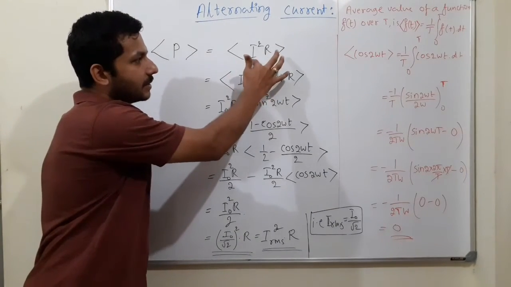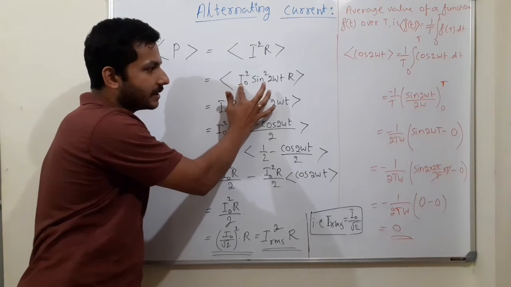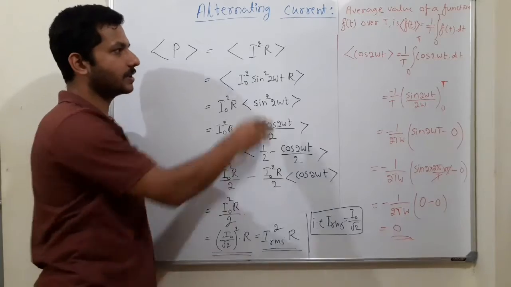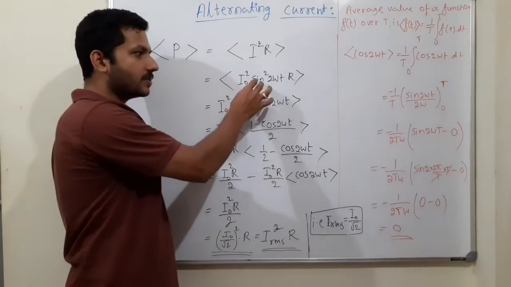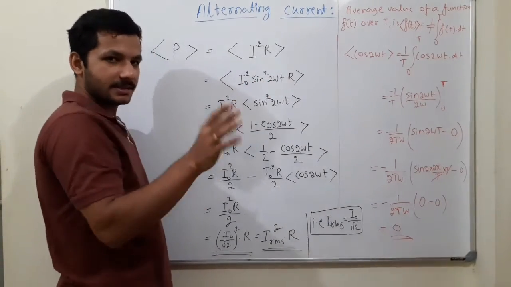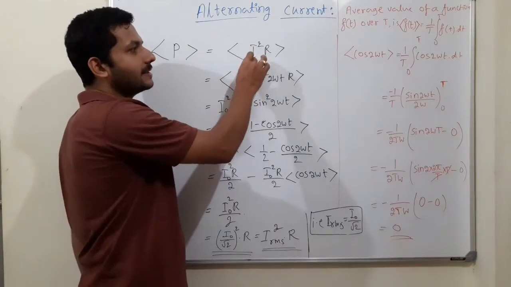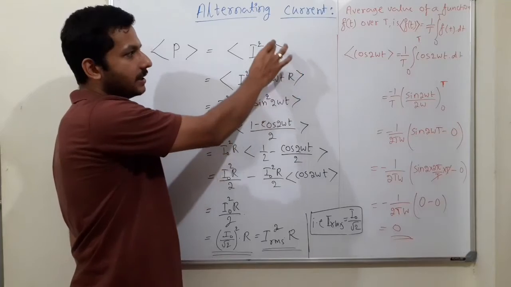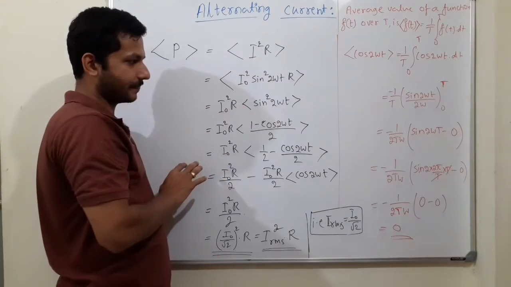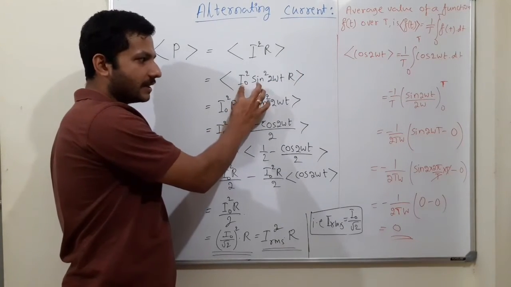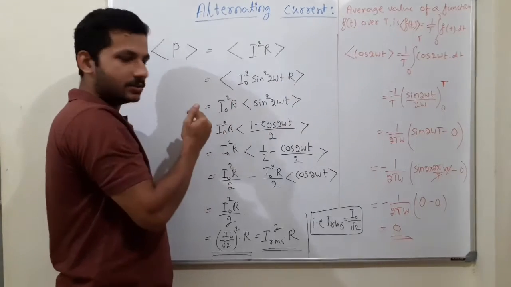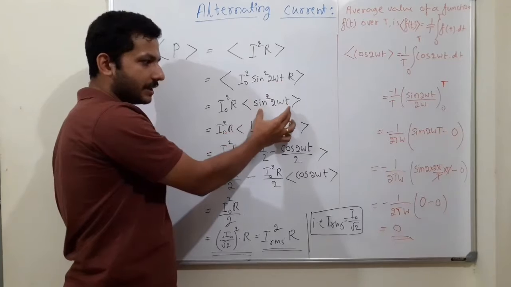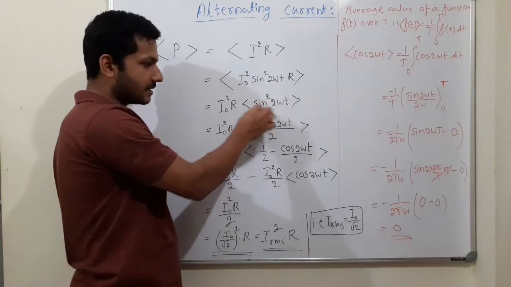Whereas I square is nothing but I naught square into sine square 2 omega t into R, because I is equal to I naught into sine 2 omega t. That is the equation. So I square is equal to I naught square into sine square 2 omega t, into R as it is. Now I naught square and R are taken out. Sine square 2 omega t remains inside the average symbol.